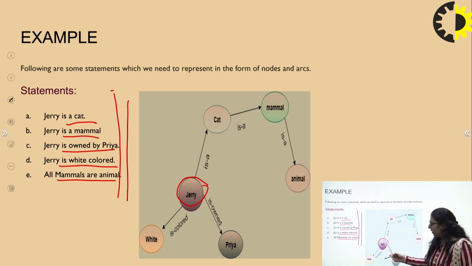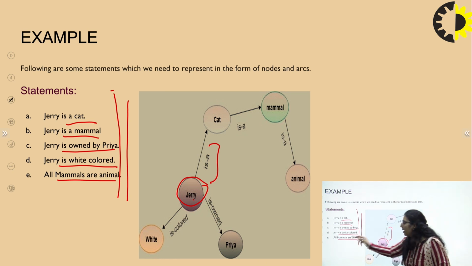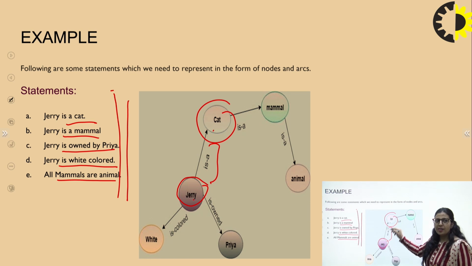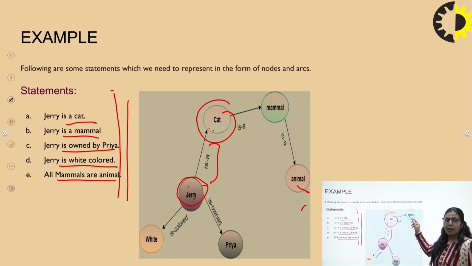What is Jerry? Jerry is a cat. So here is a relation. Then Jerry is a mammal. Jerry is a cat and all the mammals are animals, right? So a cat is an animal, that is why Jerry is a cat, that is why Jerry is a mammal.